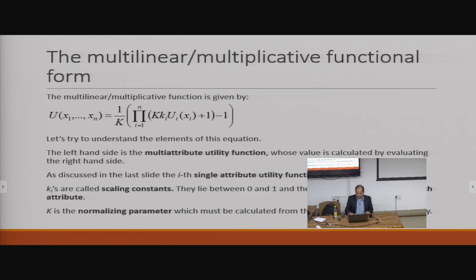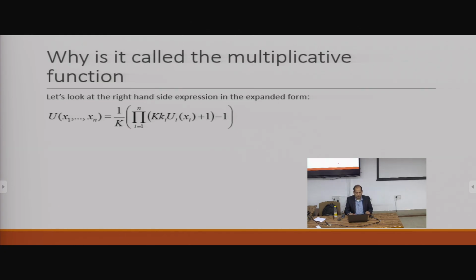So just a few properties. Why is it called multiplicative function? Some people even call it the multiplicative function, right? Because you see that they're multiplying this expression over and over again. For each attribute you have K ki ui plus 1, and then you multiply those together.